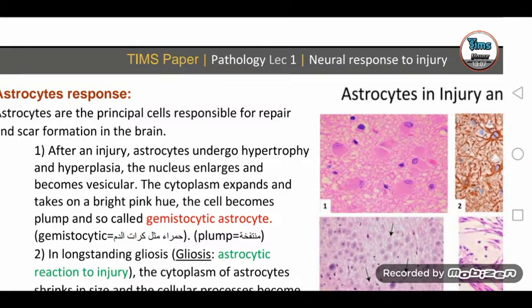Plump means a little bit larger, and it's called a gemistocytic astrocyte. Gemistocytic astrocyte is what we call an astrocyte after the morphologic changes as a consequence of any injury. Okay, we call it gemistocytic astrocyte because of its color, because of its size. They say it looks like the RBCs, which is why it's called gemistocytic astrocyte.